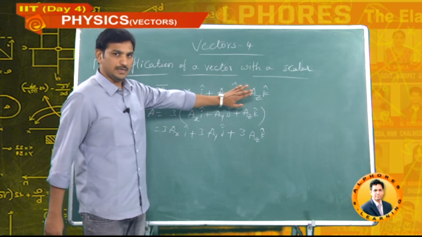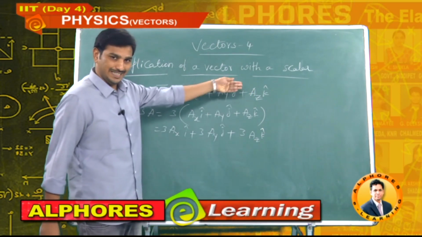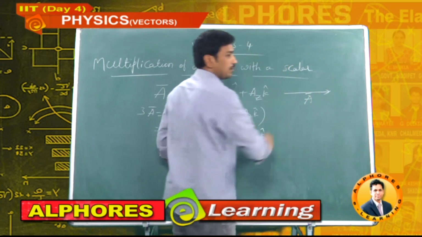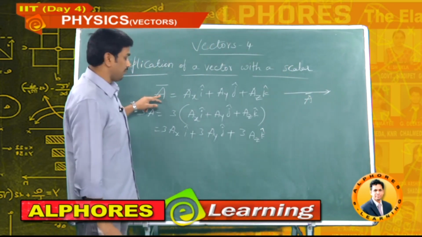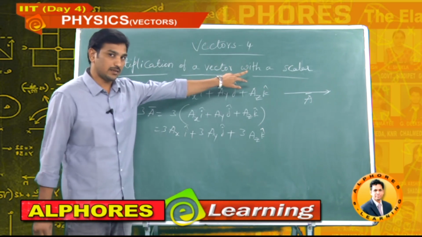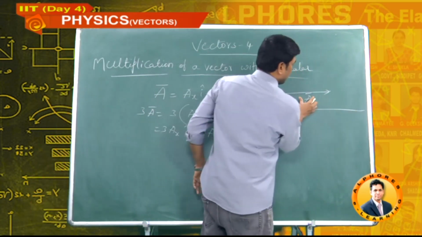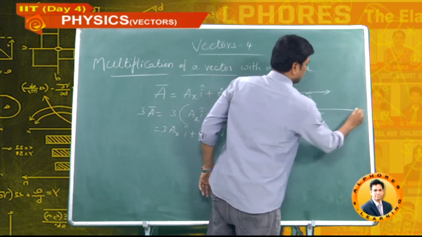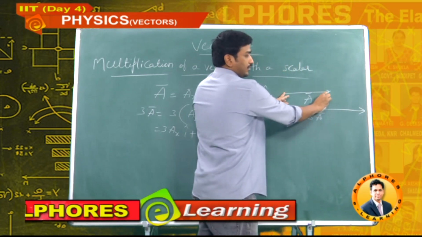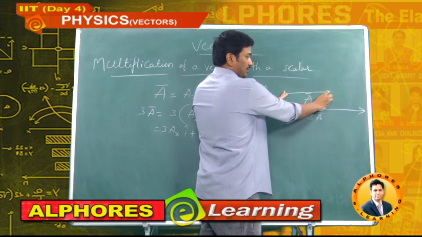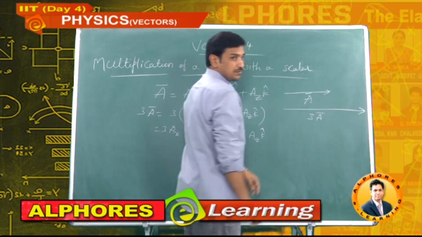Simple. Here what we did: a bar is multiplied with a scalar, that scalar here is 3, so a bar will become 3 times. Here a bar length is this. Suppose this length is some x, it will become 3x.